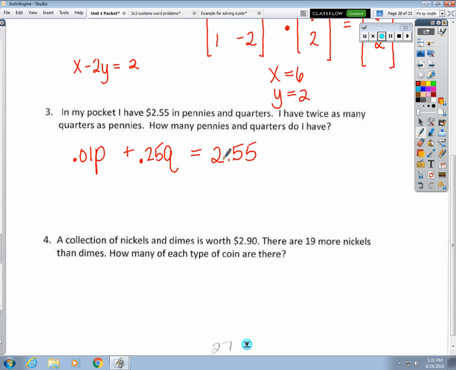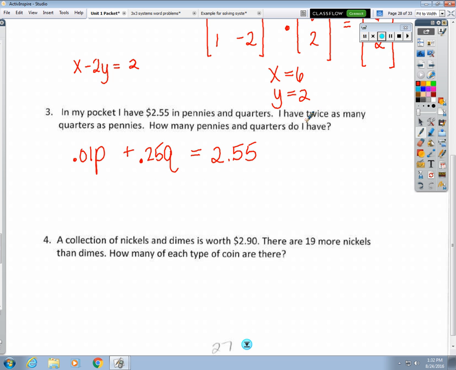Okay, you need to look at what your total represents, and that'll let you know if there's anything you need to put with your variables. Does that make sense? Since this is a dollar value, you need to put the value of a penny and the value of a quarter. Now, your next statement says, I have twice as many quarters as pennies.